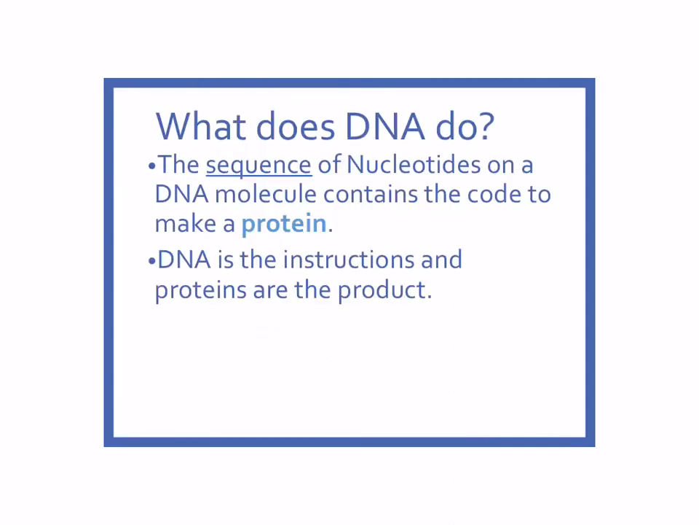Now, it's those nucleotides and the sequence or the pattern of the nucleotides on DNA that actually contains the instructions, the code, to make a protein. It's like an instruction book for how to make a protein. That's what DNA is doing. It's all about proteins. So DNA is actually the instructions for proteins, and the proteins themselves are the product of the DNA. So it's the pattern of the nucleotides on the DNA, whether it's ATCG or CGAT, that is going to determine which protein gets made.